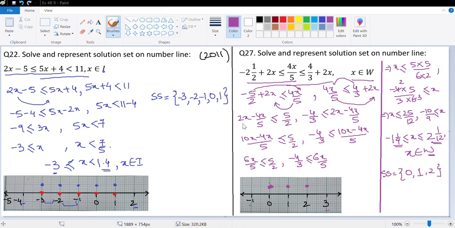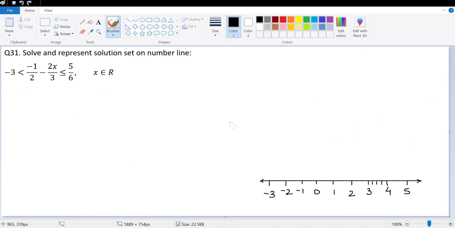The next question that we're doing is question number 31. Again, solve and represent on a number line. This is negative 3. Okay, and x belongs to real number this time. Let's divide this into two parts. This is negative 3 less than negative half minus 2x upon 3. And the second part is negative half minus 2x upon 3 is less than or equal to 5 upon 6.